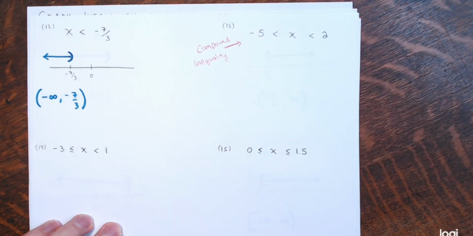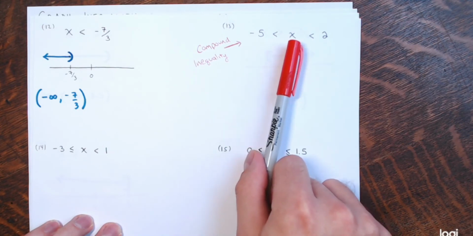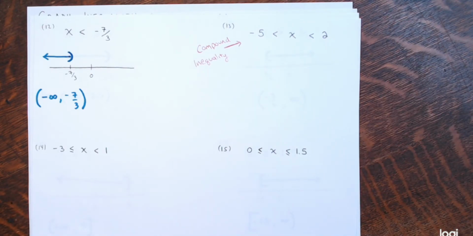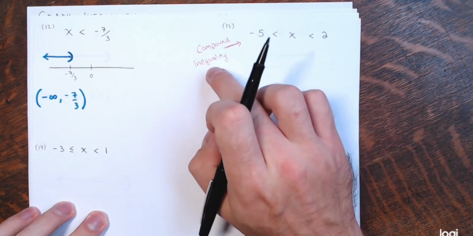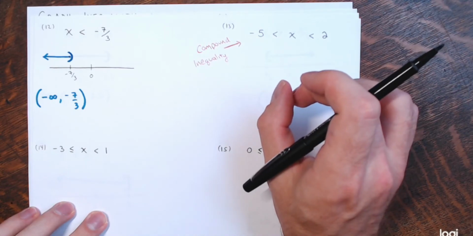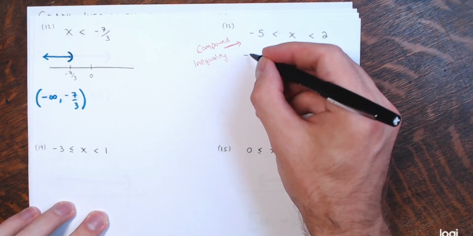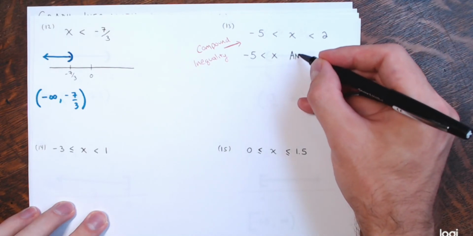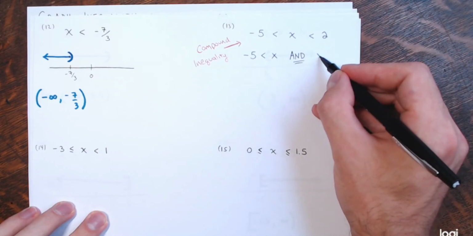Now all the compound inequalities in this video are going to be of this type, where you have the variable alone in the middle in between the inequality symbols, and then some numbers on the outside. And these inequalities are AND inequalities. You also have compound inequalities that are OR inequalities. You have the word AND versus the word OR. These are AND inequalities. This is negative 5 is less than x, and at the same time x is less than 2.